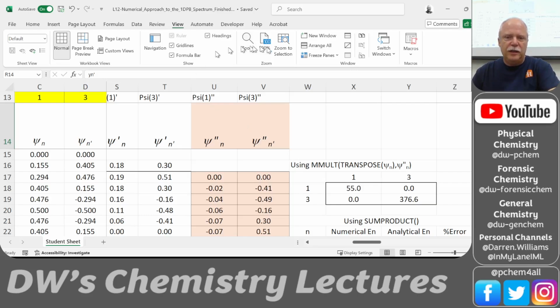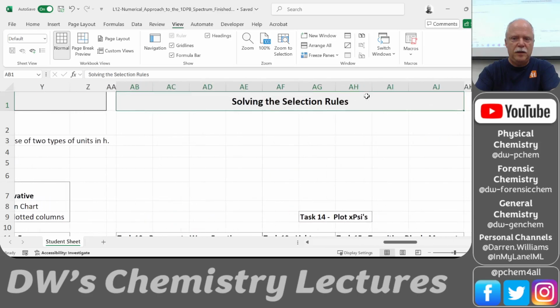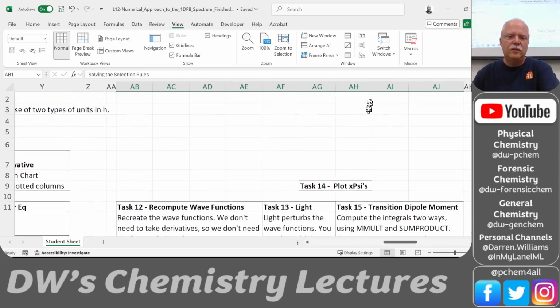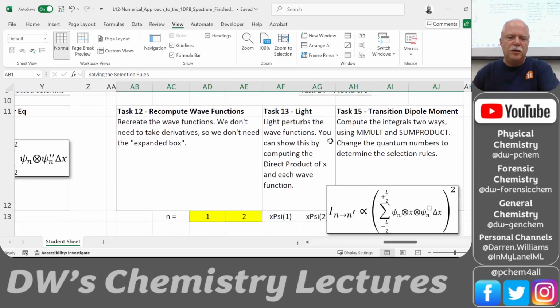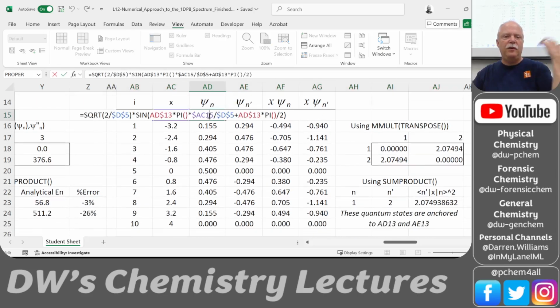Okay, so that's the Schrodinger equation. Let me unfreeze those panes. And now we need to look for the selection rules. So we'll recompute the wave functions. We don't need to expand the box because we're not taking derivatives. What we're going to do now is perturb the wave functions by multiplying by the electric field of light. So we're going to create psi and x times psi. So this is the wave function. We've already seen that function.